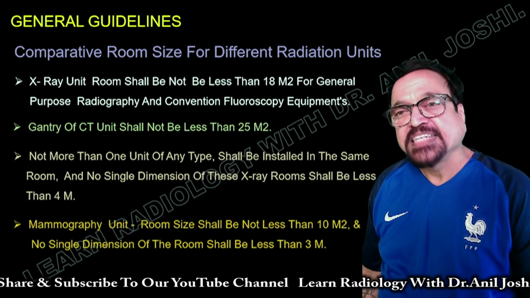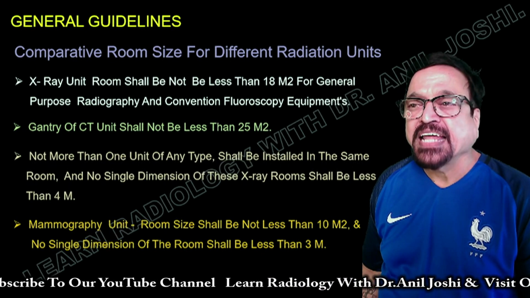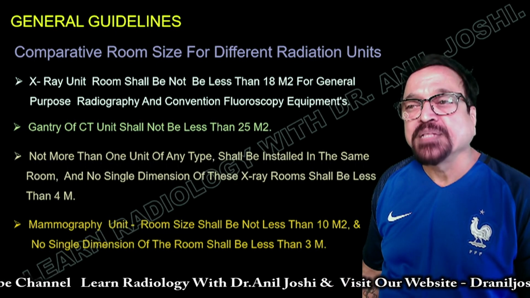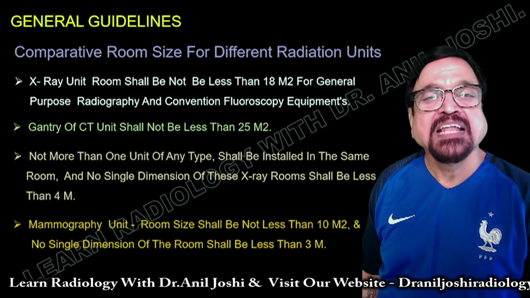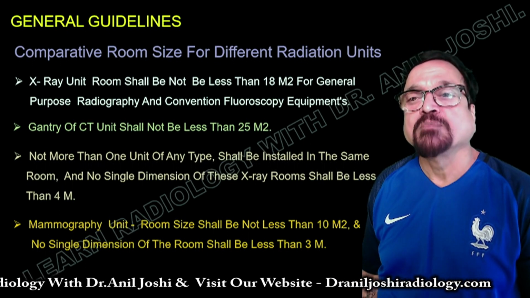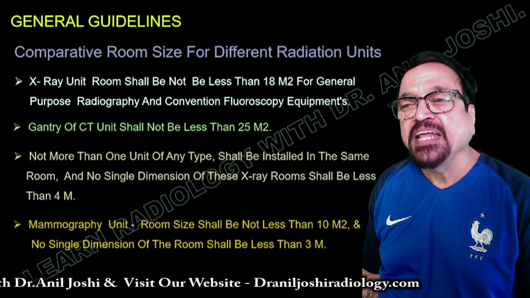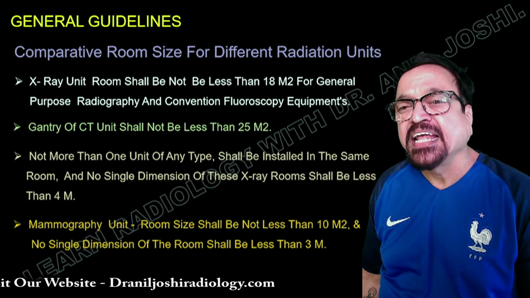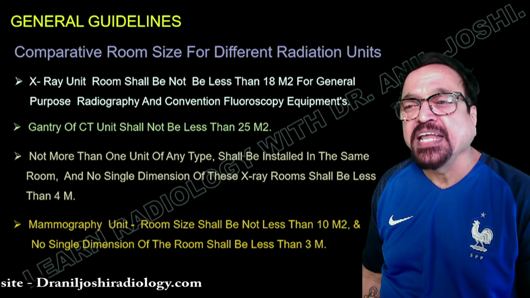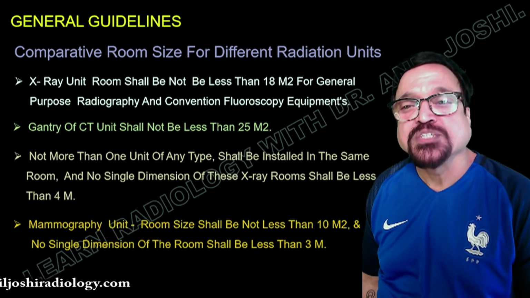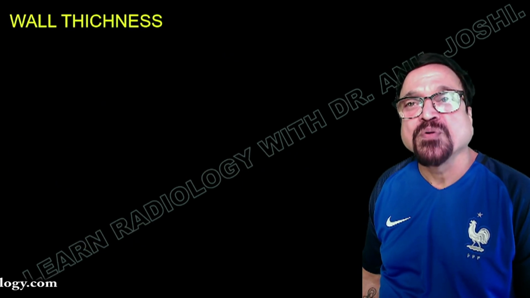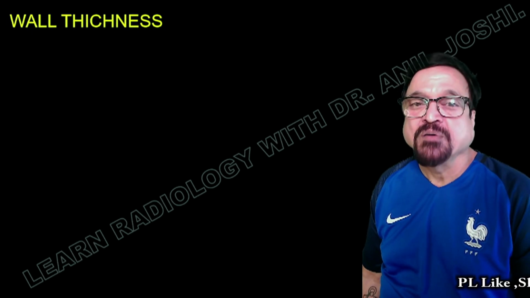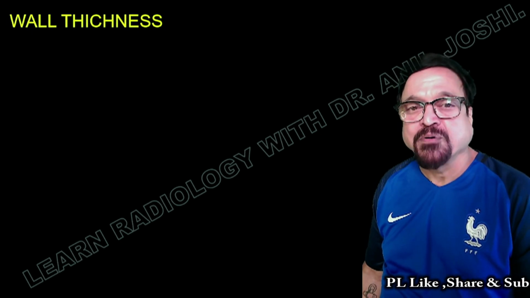As we have seen, not more than one unit of any type shall be installed in the same room, and no single dimension of this X-ray room shall be less than 4 meters. Mammography unit room size shall be not less than 10 meters square, and no single dimension of the room shall be less than 3 meters. So these norms have to be kept in mind before designing a room. Here we are specifically talking about a CT room, which produces slightly heavier radiation.